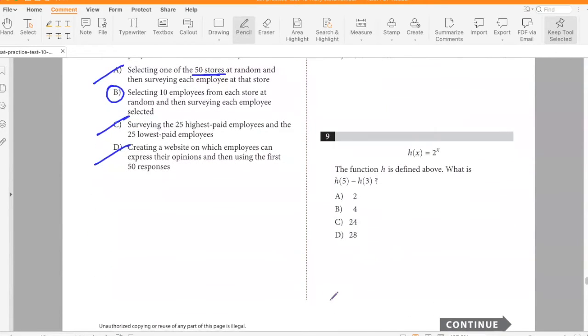The function h is defined above. What is h(5) minus h(3)? So h(5) minus h(3) will be 2 to the power 5 minus 2 cubed. So 32 minus 8, which is 24.